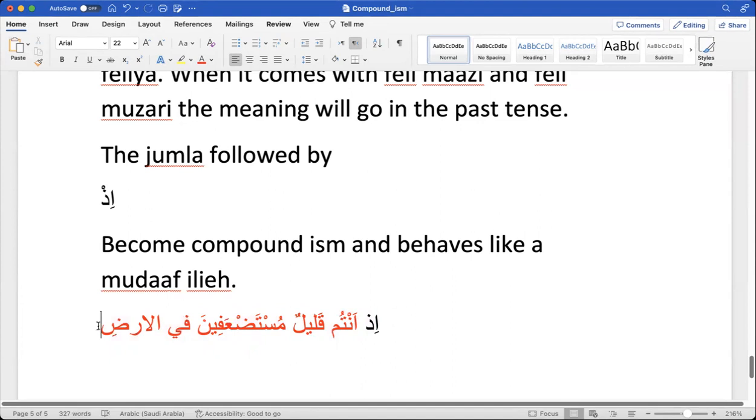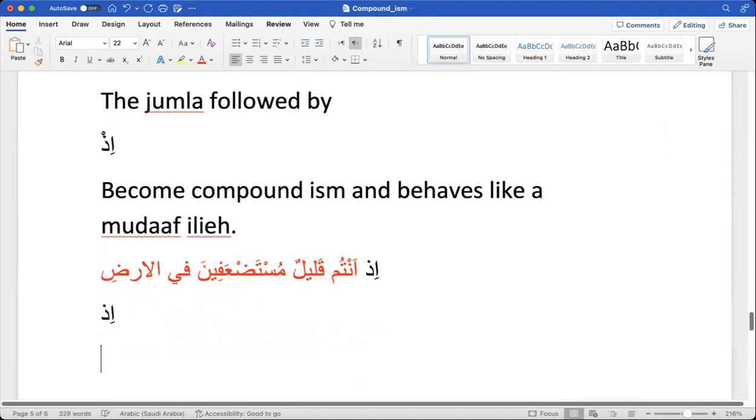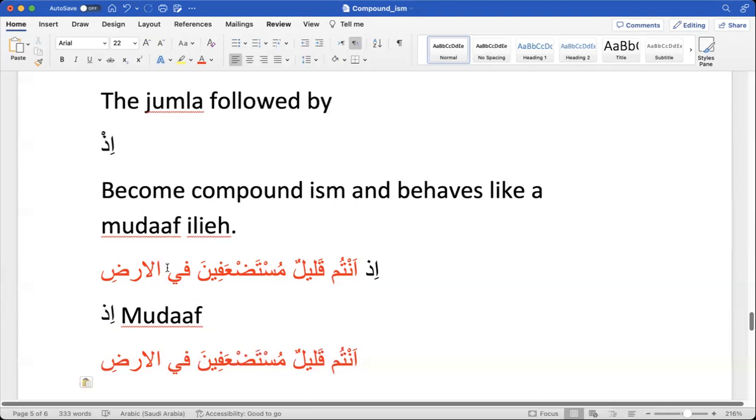The "idh" becomes what? Mubtada? No, mudaf. Yeah, mudaf. And the other, antum onwards till ard, becomes mudaf ilayh, is it? Yes. Mudaf, okay. And this antum qalilun becomes mudaf ilayh. Compound mudaf ilayh. Okay. So as if this whole sentence has what?